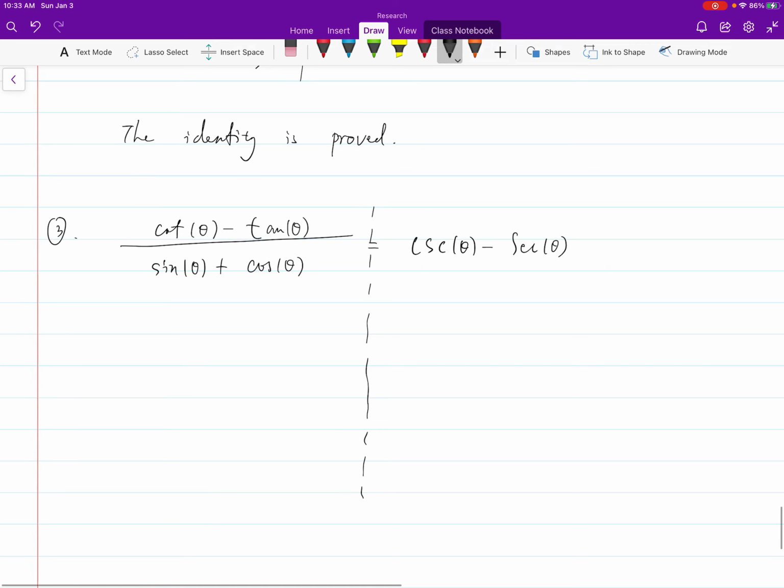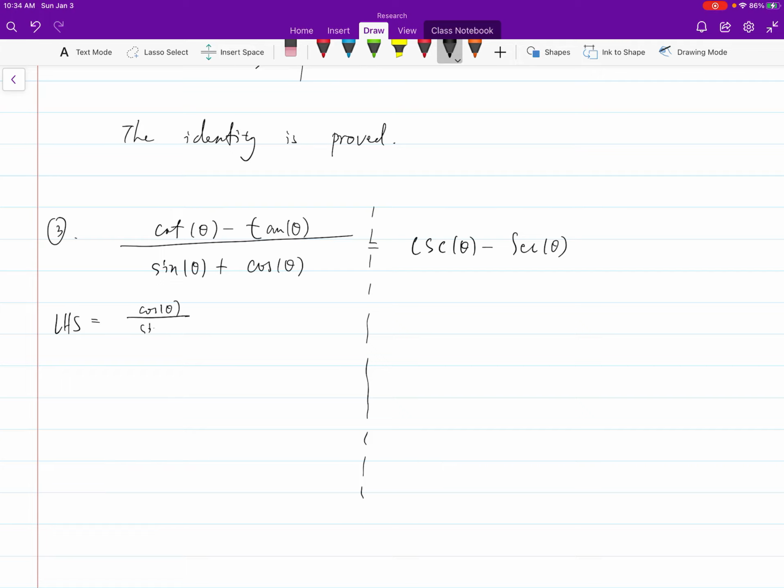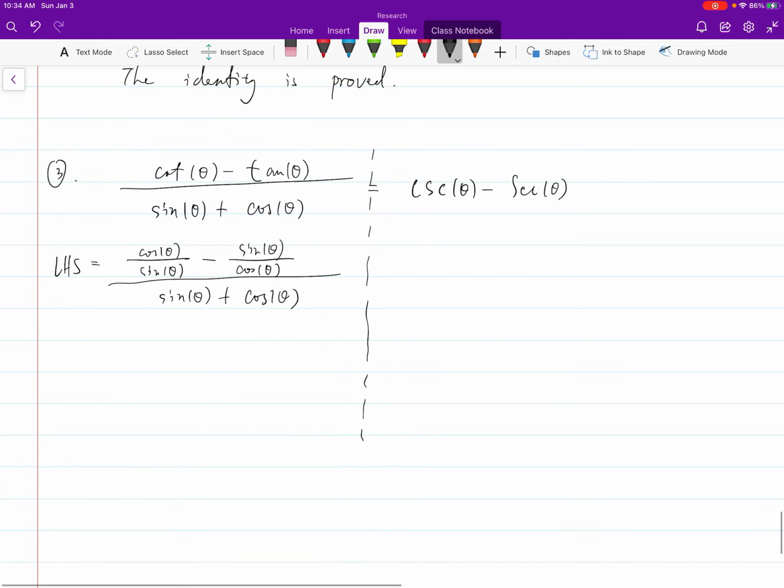Cosecant minus secant. Okay, classic, left-hand side. Cotangent, tangent, there's no identities. Sine, cosine, there's no identities. So probably my best chance is to change everything to be sine and cosine. Cosine over sine for cotangent. Sine over cosine for tangent.